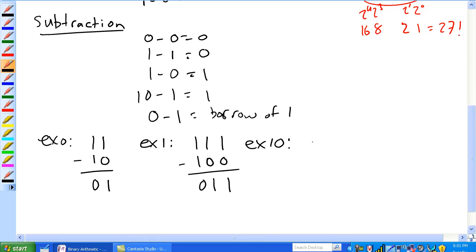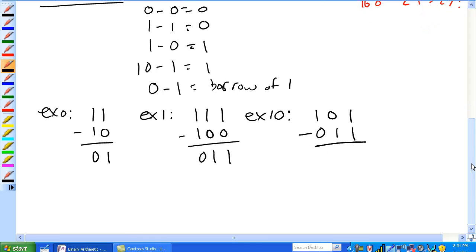Borrow. 101 minus 011. Okay, 1 minus 1, that's a 0. But now we get to this column here: 0 and a 1. 0 minus 1. So what you've got to do is basically borrow 1 from this column right here.